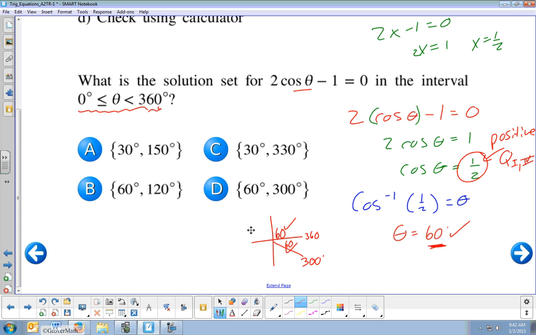In quadrant 2, it's how short of 180. In quadrant 3, it's how much past 180. And in quadrant 4, it's how short of 360. And so your two answers are going to be references of each other. They're going to be the same distance to the x-axis as each other. So the answer is not just 60, it's also 300. And so that's why the answer here is D.